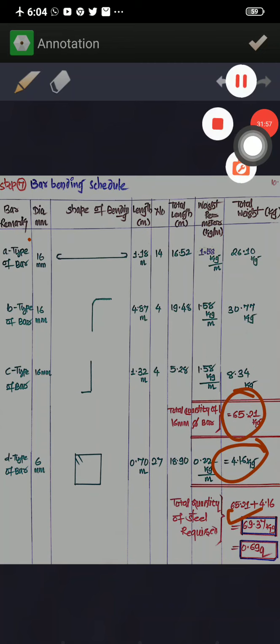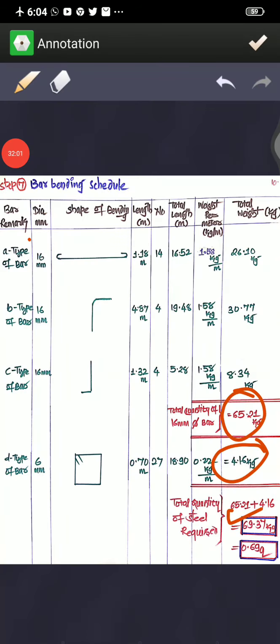And now, going further, I am going to the next sheet. This is the bar bending scheduling, and the next sheet is measurement scheduling, right? The measurement book, MB book. So you will be having that measurement there. All together, you are supposed to write the bars, the concreting quantity, and the shuttering quantity also.